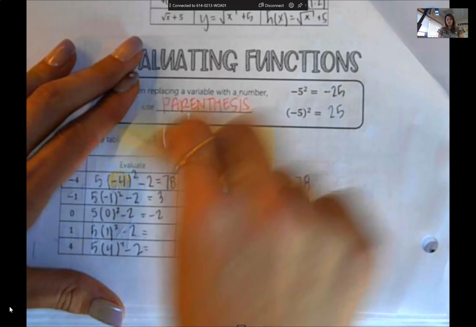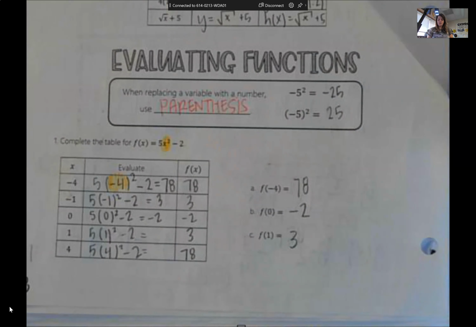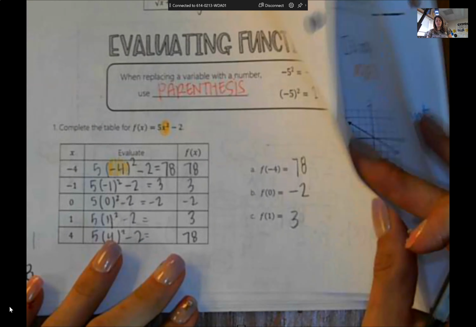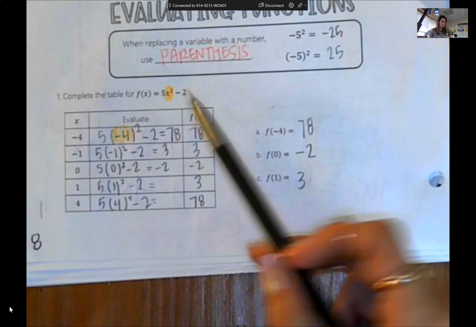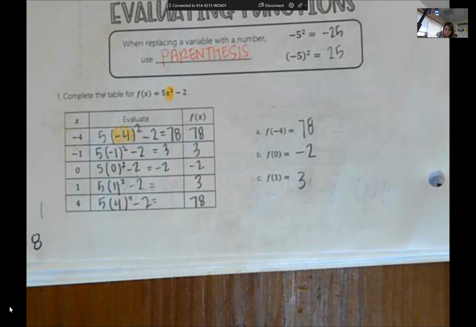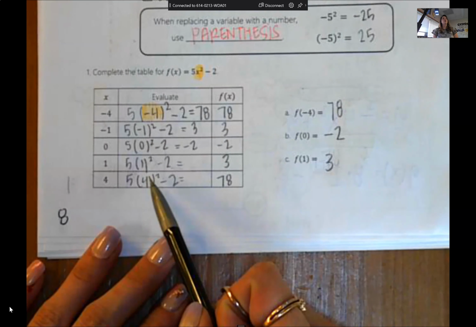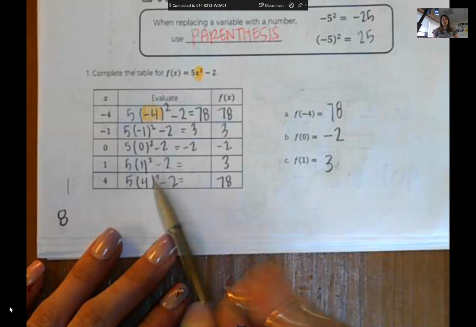The last thing we did in class was we got to the end of page 8. We were talking about how when you evaluate functions, you want to make sure that you use parentheses, and typically when they want you to evaluate more than one x, it's easiest if you put it in a table just so that you can keep track of all of the things that you're evaluating.